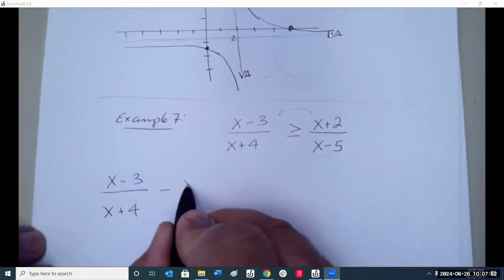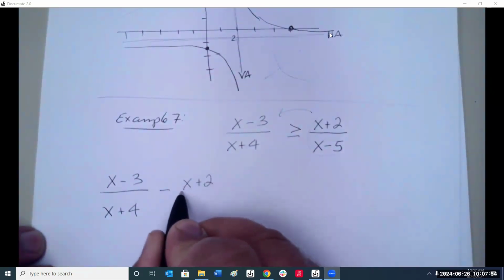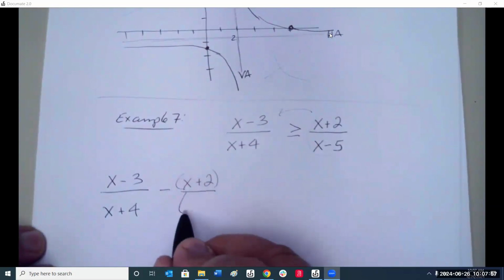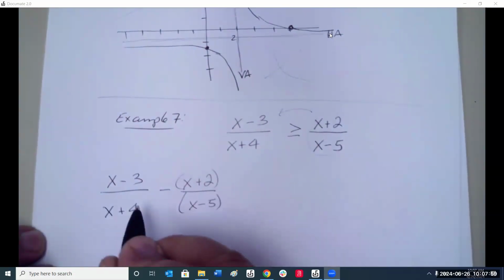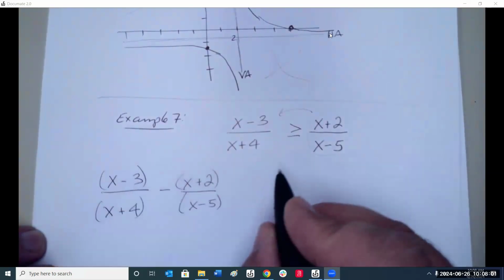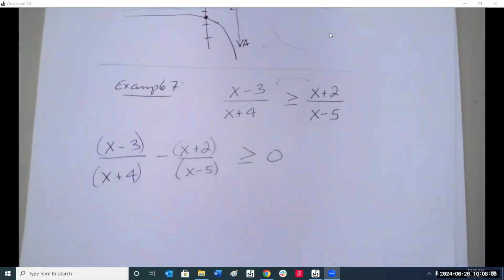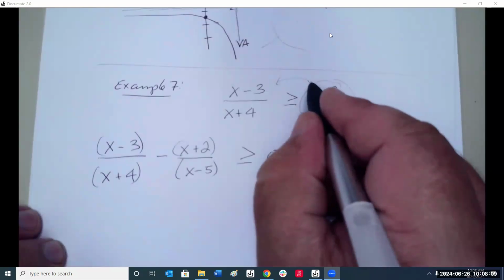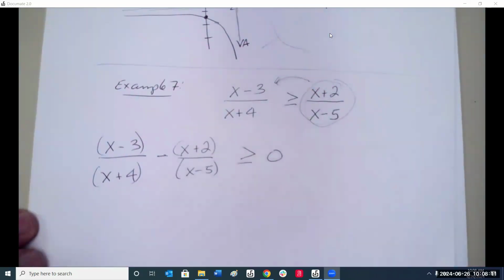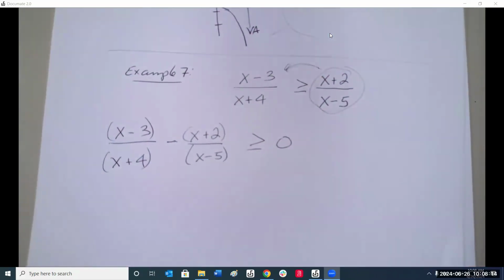So it's minus x plus 2 over x minus 5 is greater than or equal to 0. Because I physically took this entire equation and moved it there, I had to put a minus in front of it. That's the first step. Next step.